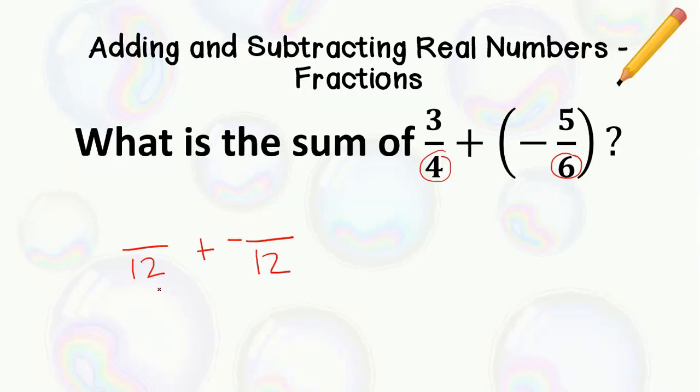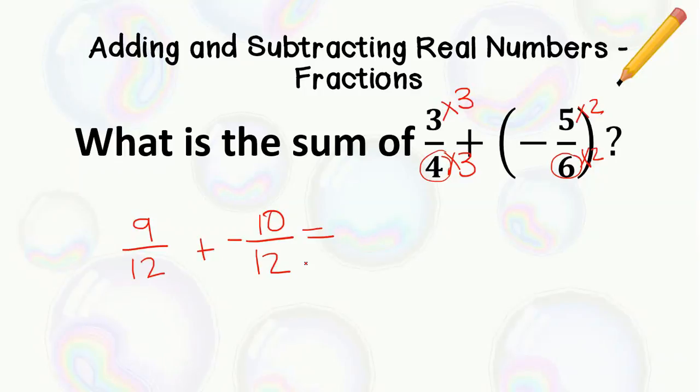What times 4 gave me 12? Well, 3. So if I multiplied the bottom by 3, I got to multiply the top by 3 as well. So 3 times 3, that's just plain old 9. 6, how did 6 become 12? 6 times 2 gave me 12. So I got to multiply the top by 2 as well. So 5 times 2 is 10. So now I have a common denominator. I've changed my numerators to reflect that new denominator.